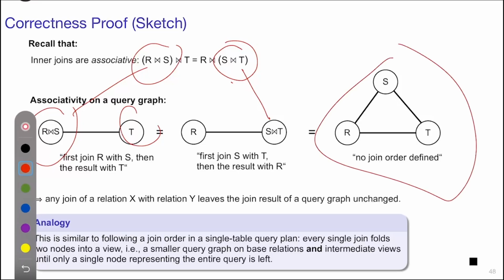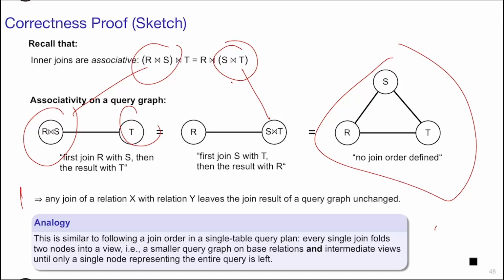Versus, this means there's no brackets defined. Yeah? Here in such a graph, you don't say whether you first join R with S, S with T, R with T, or whatever. Yeah? And that's very similar to, so it follows that any join of a relation X with relation Y leaves the join result of a query graph unchanged. And that's the idea we're exploiting here.